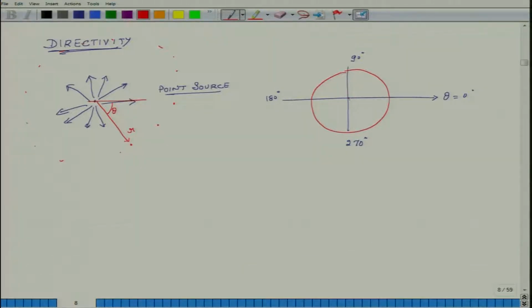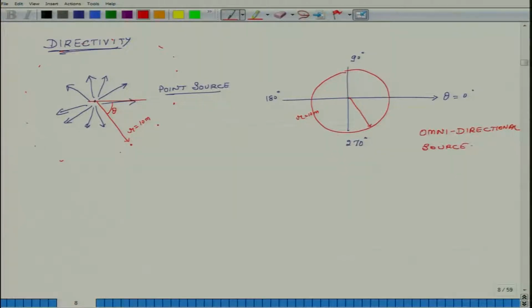So, what this means is that for this radius, let us say r is equal to 10 meters, the amount of decibels, which is expressed in terms of the distance from the origin, is the same. So, this is an omnidirectional source.